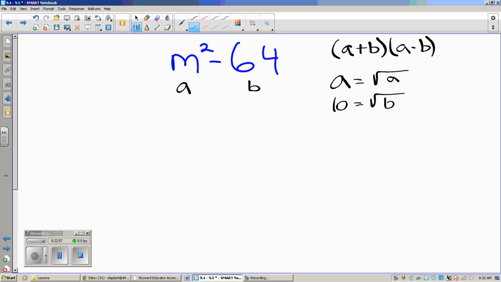Do we have the difference of two perfect squares? Is a perfect square here? Yes, because m to the second power is a perfect square. It's like m times m. We don't know what m is, but m times m is a perfect square. What about 64? I would say negative 64, but yes, you do.